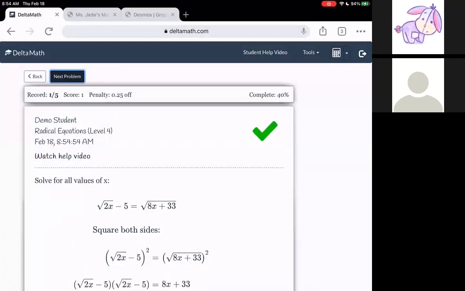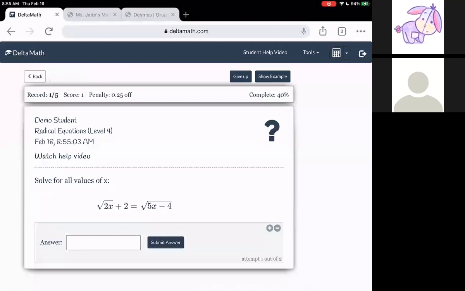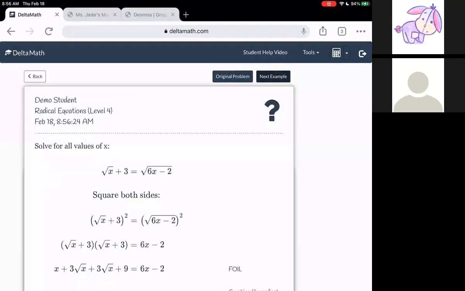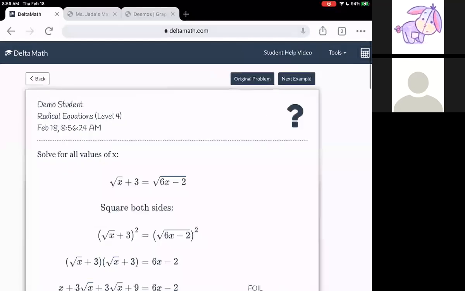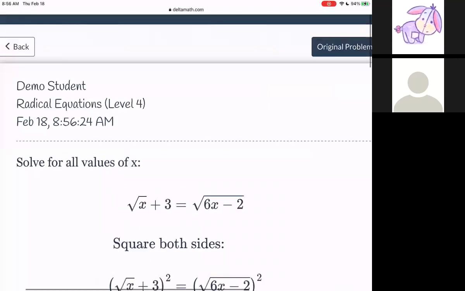Okay, so we finally finished one problem. I think we have time for one more. So let's take a look. And let me pause the video here actually. Okay, so we just decided we're going to show an example so that we could go through this faster. So here's an example. We're going to solve for all values of x.